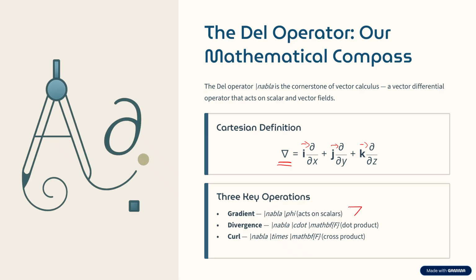Gradient is denoted by del phi. It is the gradient of scalar point function phi. Divergence is denoted by del dot f vector. So it is a dot product of the del operator with the vector quantity f vector. And curl is del cross f vector. Okay, now we are going to see gradient, divergence, curl one by one.